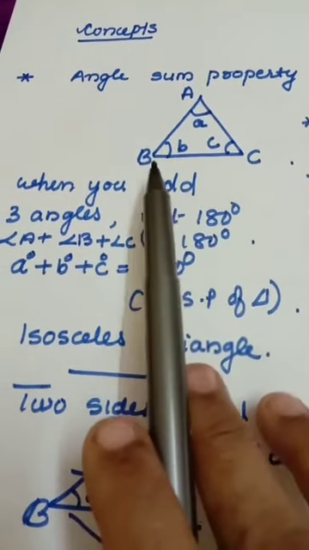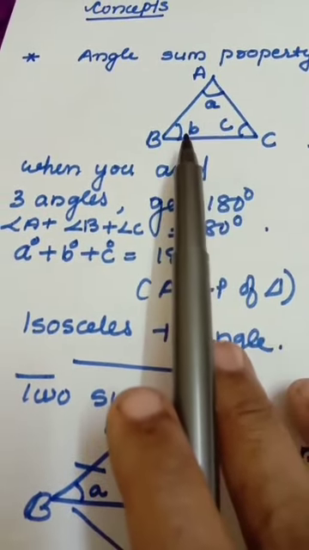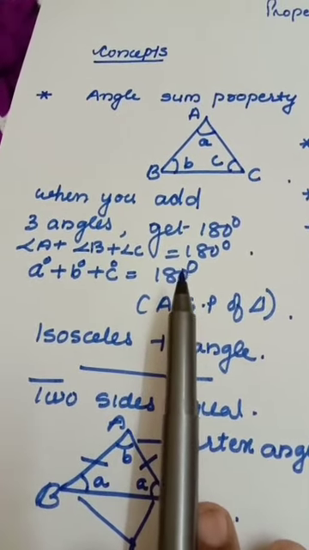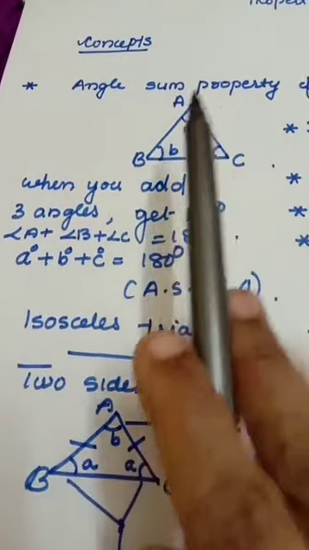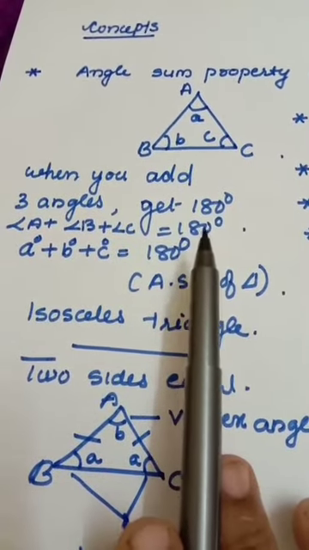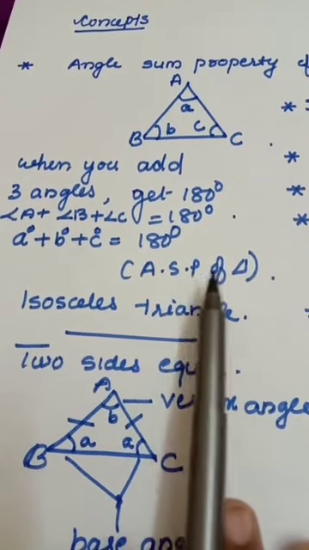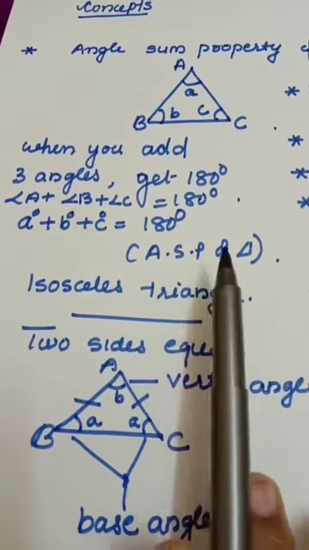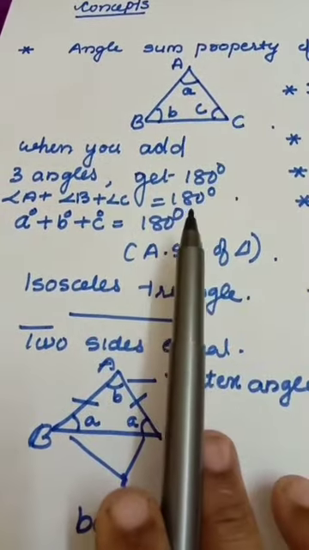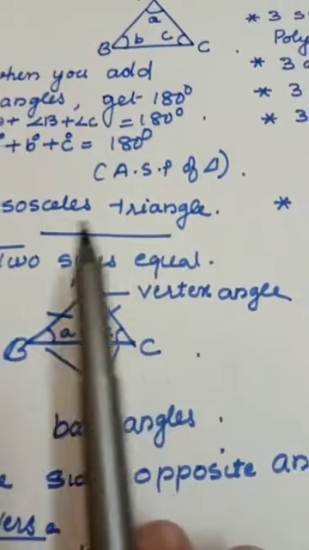Then angle A plus angle B plus angle C is 180 degrees. So A degree, B degree, C degree: when you add, you should get 180. That is compulsory. Then we can say these three angles are a triangle's angles. When you add three angles, you have to get 180 degrees. That is called the angle sum property of a triangle, ASP of triangle. What is angle sum property? When you add three angles of a triangle, you have to get 180. That property is called angle sum property of triangle.